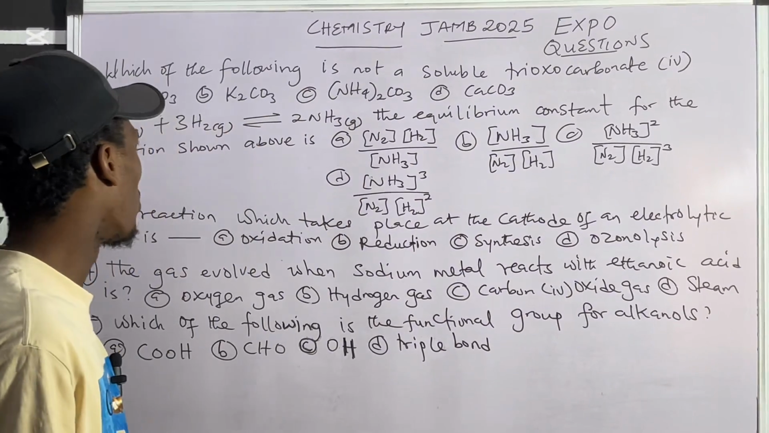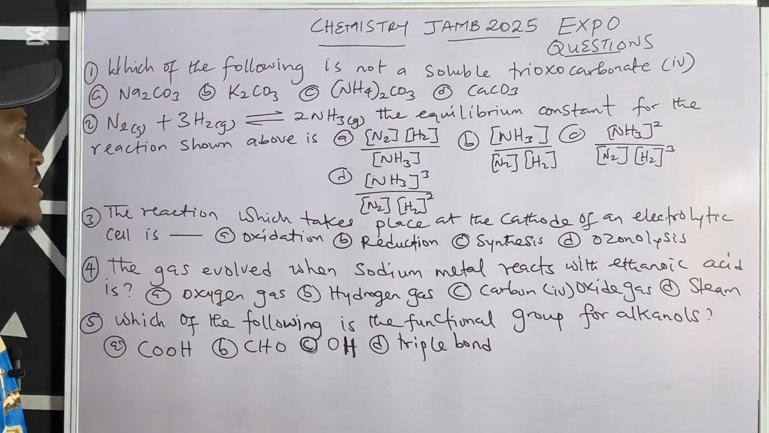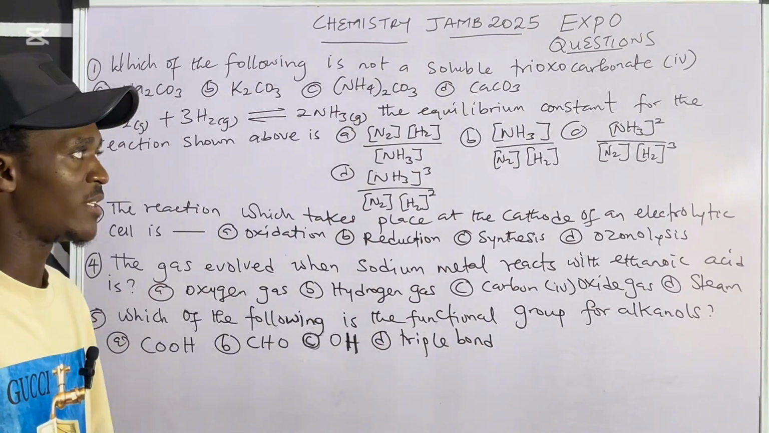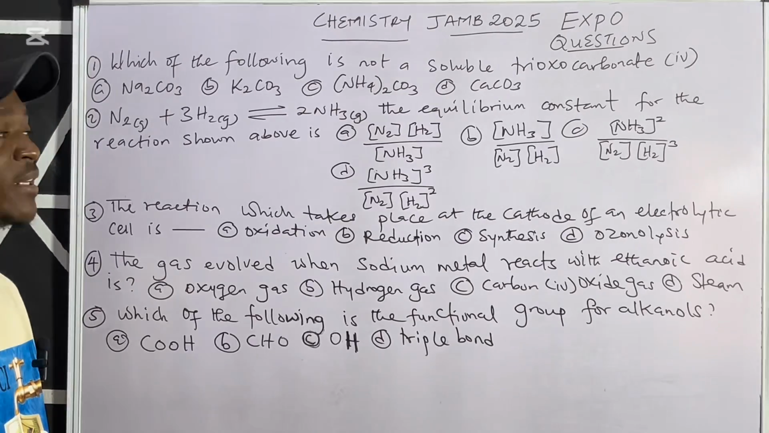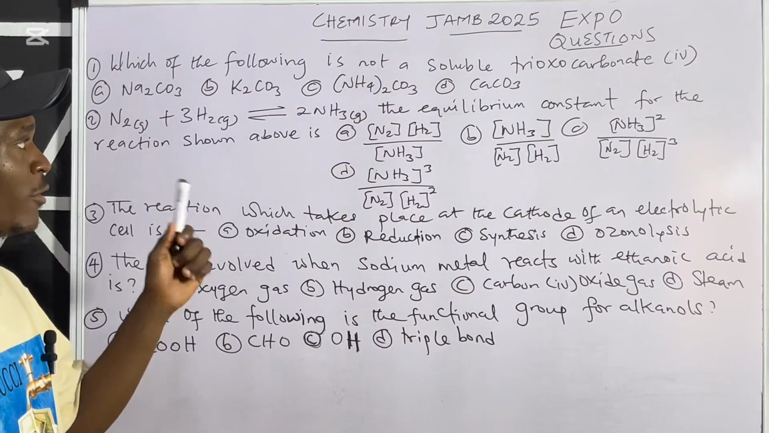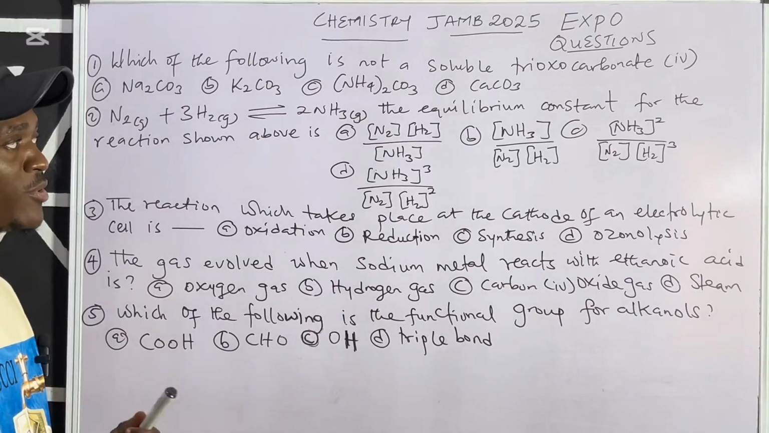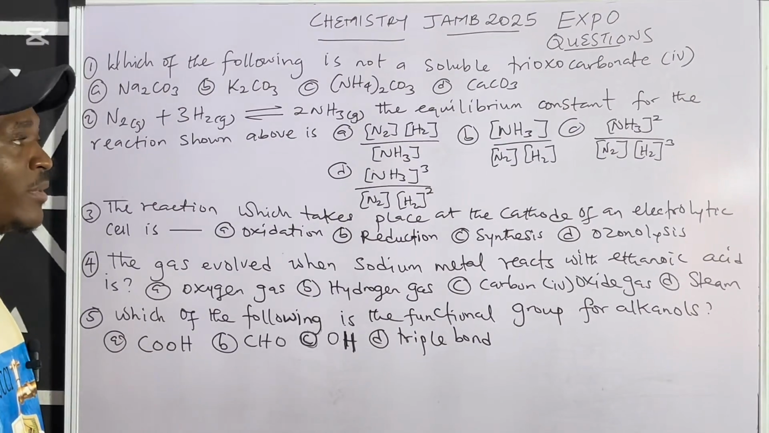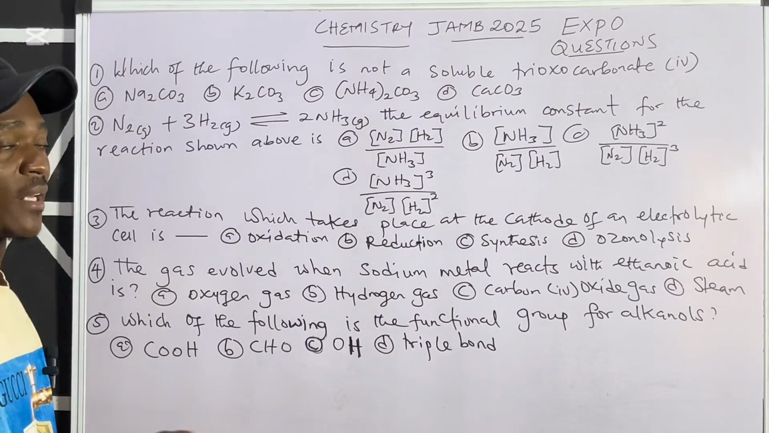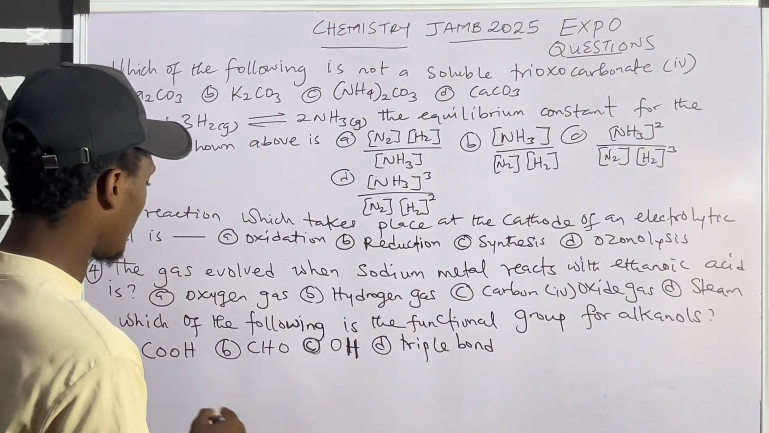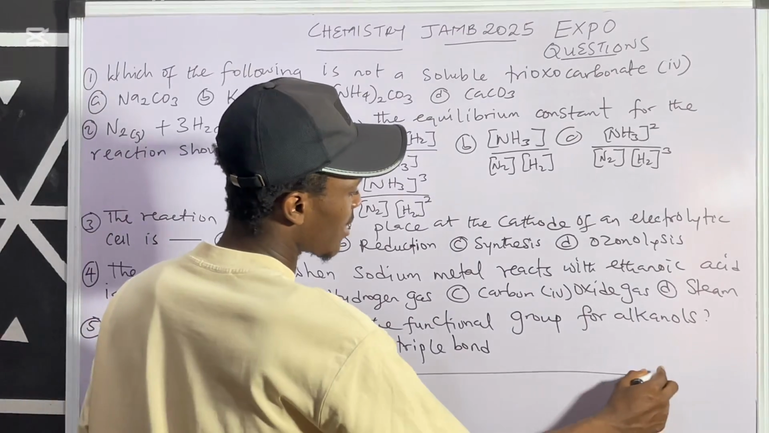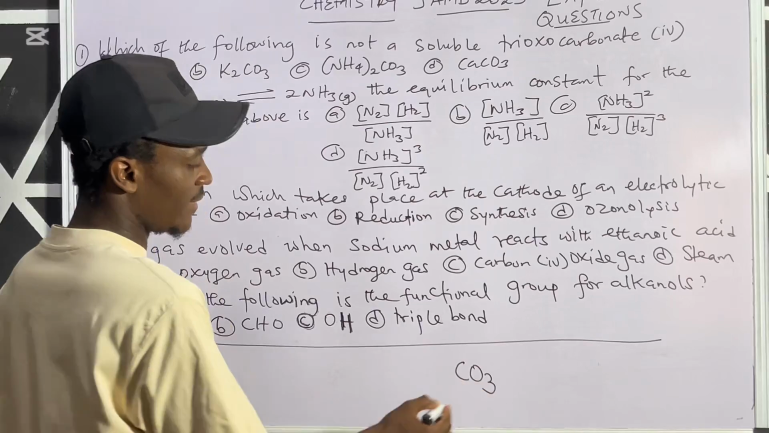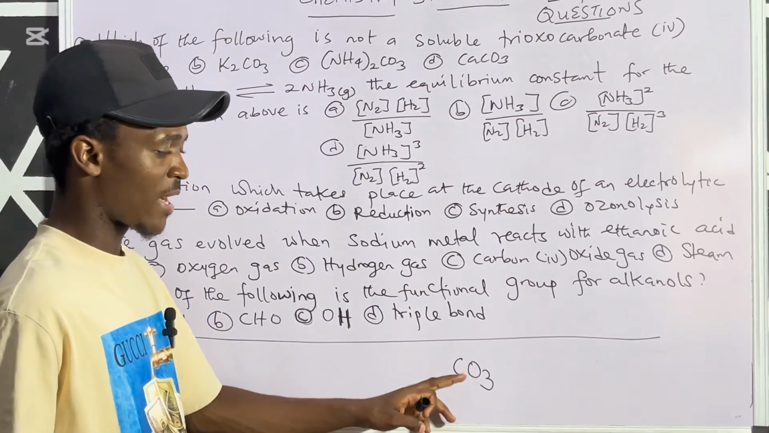Now, looking at question 1, which of the following is not a soluble trioxocarbonate(IV)? Meaning, in this kind of question, among the 4 options, you are having 3 of them to be soluble, while only 1 is insoluble. And that one that is insoluble is actually the answer to the question. Now, there is something you need to take note of. When I say trioxocarbonate(IV), they are simply compounds that end with what? CO3. Those are the trioxocarbonates.